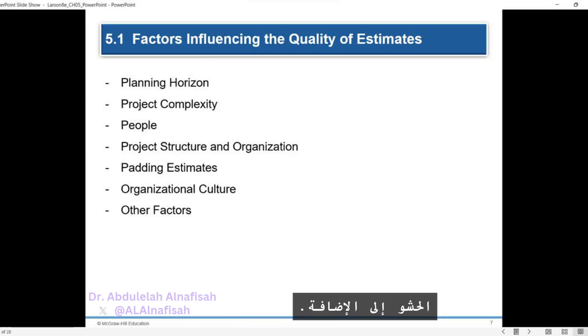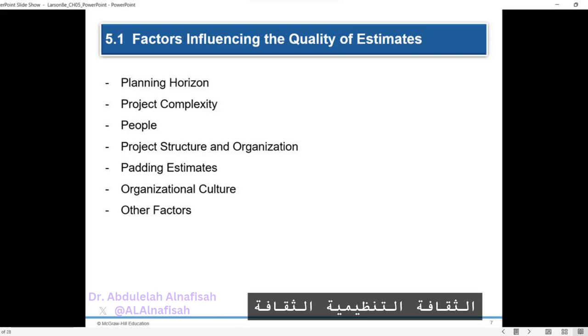Padding estimates. Estimators often tend to add a little extra time or cost to reduce the risk of being late or over budget. However, excessive padding can lead to inflated project durations and costs, undermining realistic estimates.